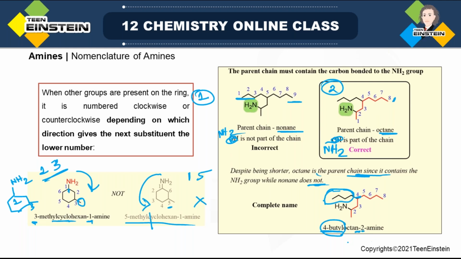Otherwise, just check, if you are simply writing 4-butyl octanamine, and if you try to draw the structure, you will not be able to do so because the position of NH2 is not clear. Okay, so if nothing is mentioned, by default you will end up drawing NH2 at position 1, but that is not correct. So that is why the position 2 must be mentioned. Only if it is 1, if you are not writing anything, then by default it will be considered 1. But if it is any other position, that position must be mentioned. So in this way we are getting the complete name, which is 4-butyl octane 2-amine.